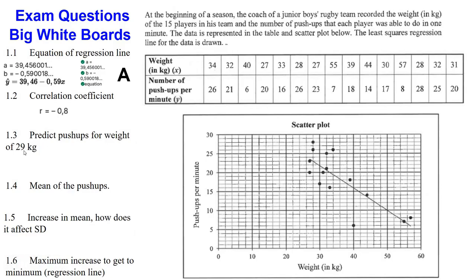Now, predict the push-ups for a weight of 29. All you do is take 29 and put it into the equation. So there's your A, 39.46 minus 0.459 times 29. You get 22.35 push-ups. Doesn't quite get to 23 push-ups.